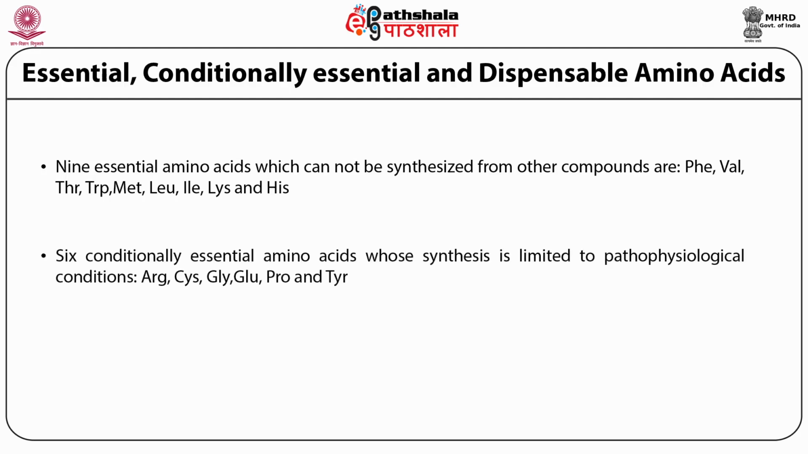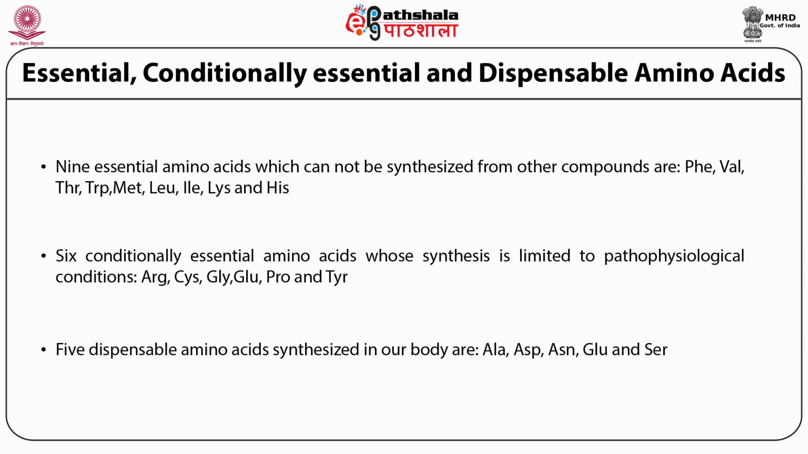6 amino acids: arginine, cysteine, glycine, glutamine, proline, and tyrosine are conditionally essential. This means their synthesis is limited to pathophysiological conditions. 5 amino acids: alanine, asparagine, aspartic acid, glutamic acid, and serine. These are dispensable, which means these are synthesized by our body and one need not take them as supplement.